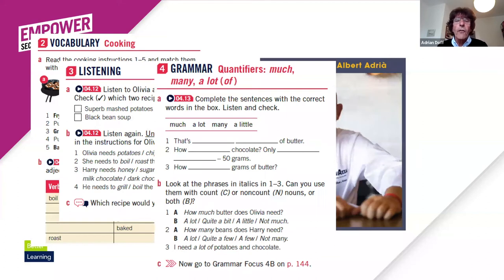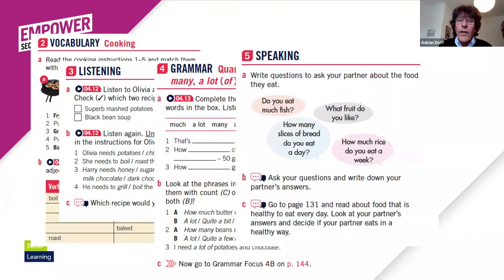This then leads into a presentation of grammar, of quantifiers, not all quantifiers, just a few: much, a lot, many, and a little, taken out of the listening. This is then practiced, and then there is a final speaking activity where students write questions to ask their partner and they interview each other about the food they eat and decide whether they have a healthy diet or not.